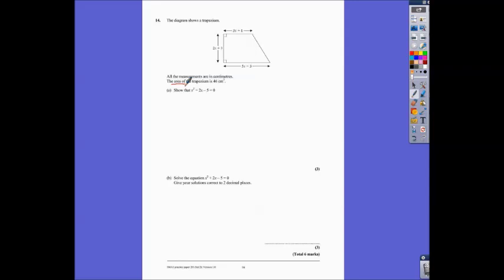So to work out the area of a trapezium, you do a add b divided by 2, multiplied by the distance between them. So 5x add 3x is 8x, 3 add 1 is 4. So we've got 8x add 4 divided by 2, multiplied by the distance between them, so that's 2x plus 3. 8x add 4 divided by 2 is just going to be 4x add 2, and we want to multiply that by the 2x add 3.